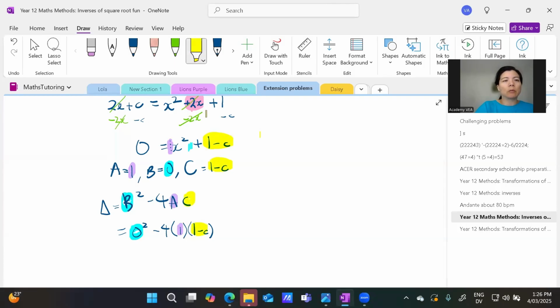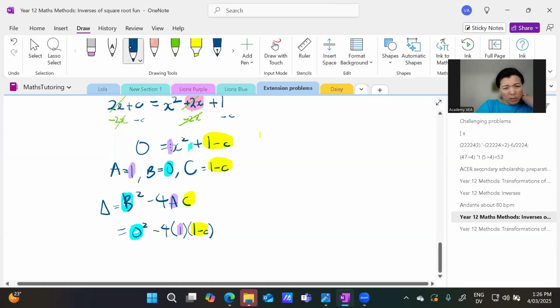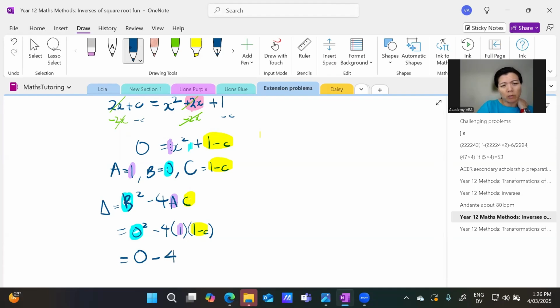in my discriminant. Okay, so this gives me 0 squared is 0. Take away 4 times 1 times 1, which is minus 4. And 4 times 1 times negative c is positive, so I have plus 4c.